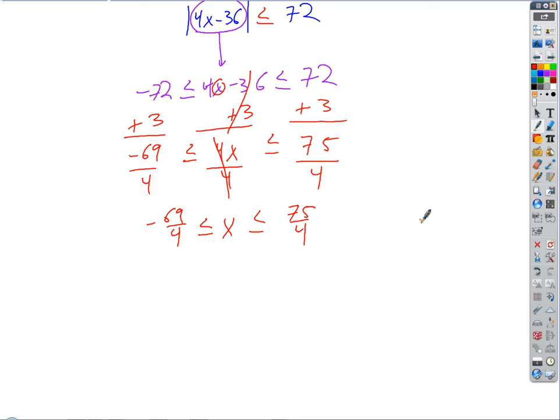Oh, you know what I did? Hang on, it looks like I made a mistake way back here. I added 3 instead of 36. Okay, so I've got to go back and fix this. See what I did?